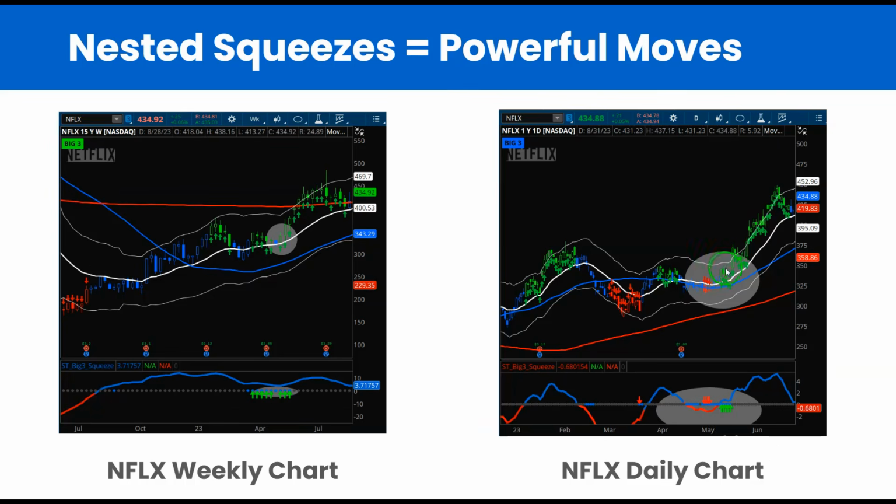Here's a good example of a nested squeeze on Netflix. You had a squeeze printing on the daily chart. That daily squeeze was nested inside of the weekly squeeze. When the squeeze on the daily chart fires, that triggers a push that eventually causes the weekly squeeze to fire as well. Domino effect. One squeeze leads to another, leads to another.